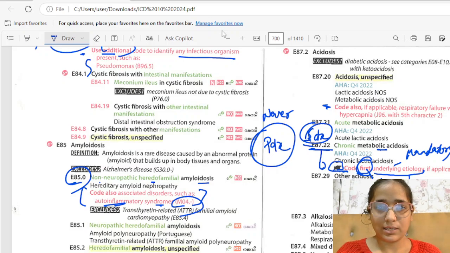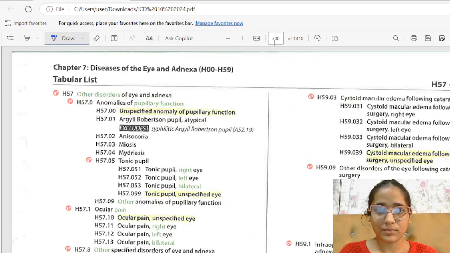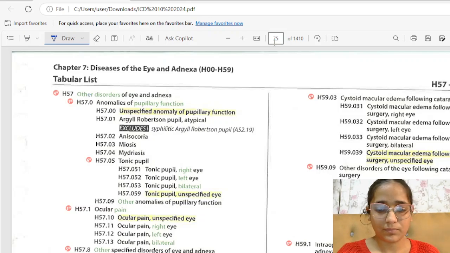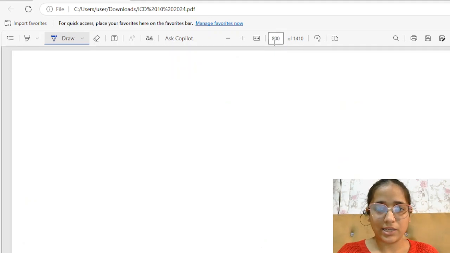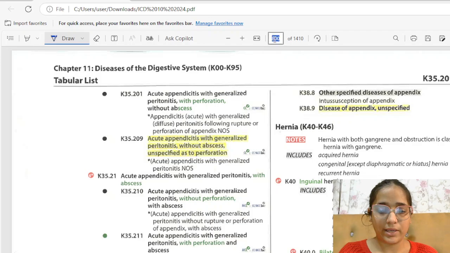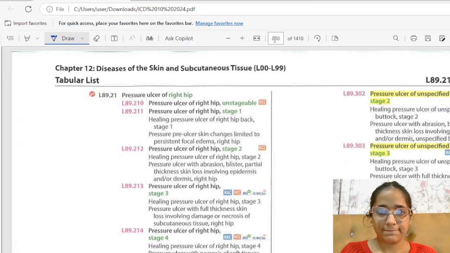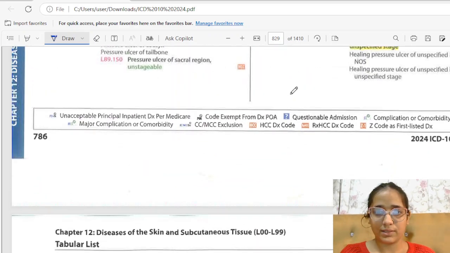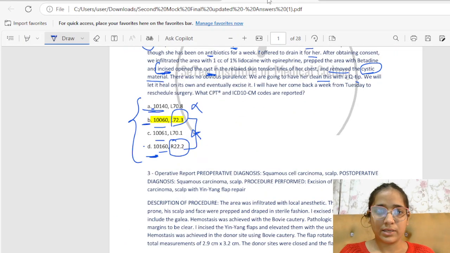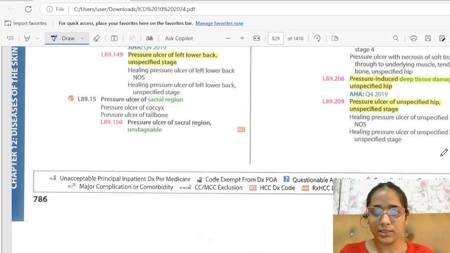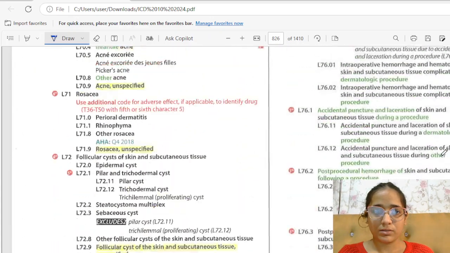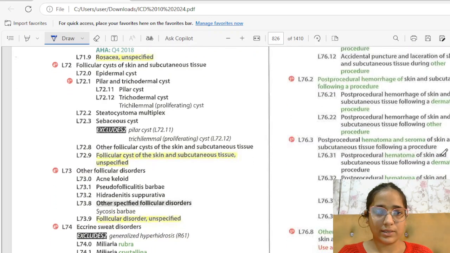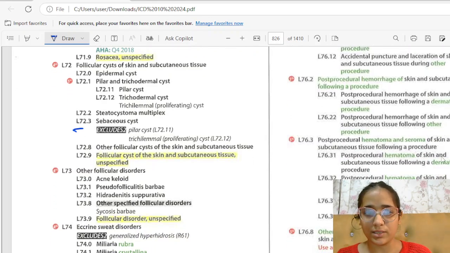IJKL. Let's start. Try page number 700, 750, 800, IJKL. Okay, 820. Here we go. So this is the L codes. Our code is L72.3. So scroll it up a little bit to reach L72.3. So we have reached 76. Here we go. L72.3 is for the sebaceous cyst.